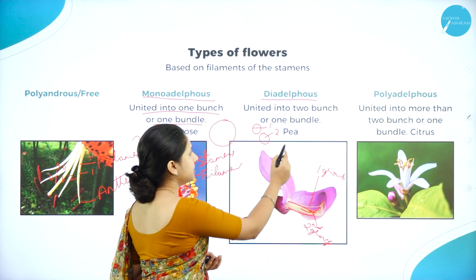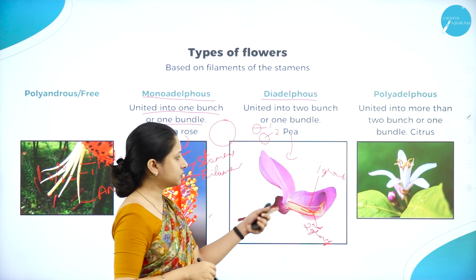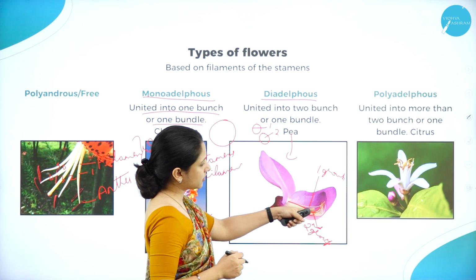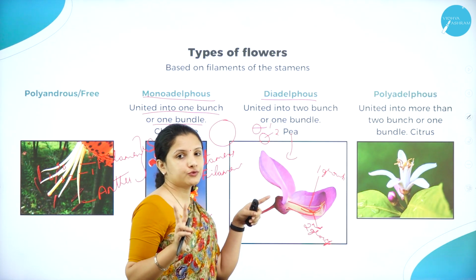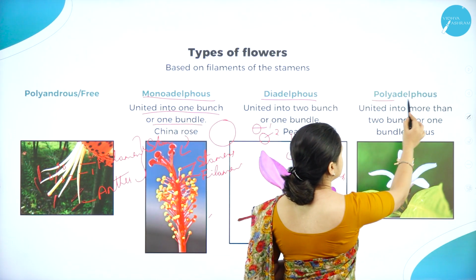The best example is pea flower. So in pea flower usually we find diadelphous. So two groups here: one stamen is separate, and the other stamens have formed a group here. So therefore they are attached in two groups or two bundles. It is diadelphous.